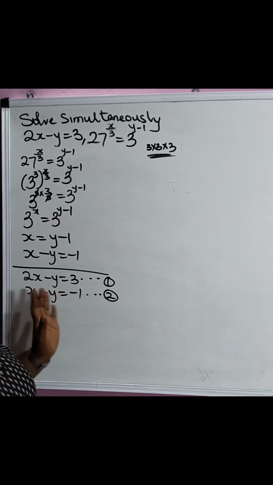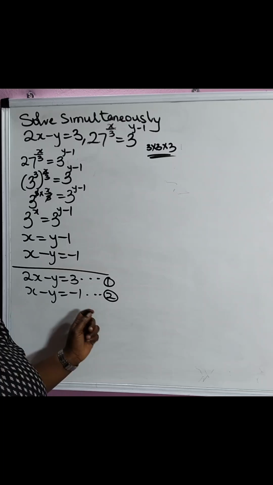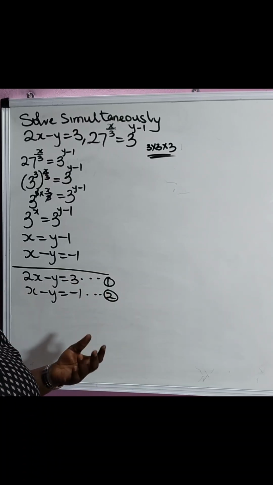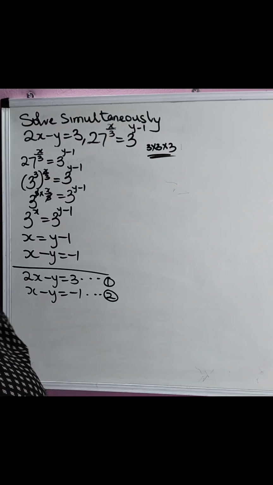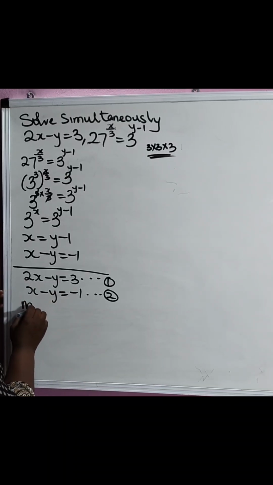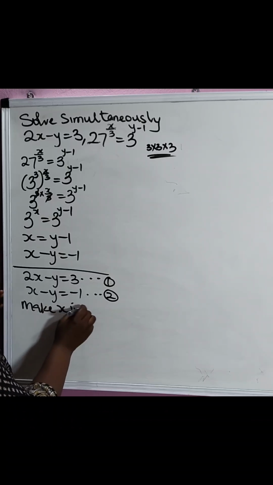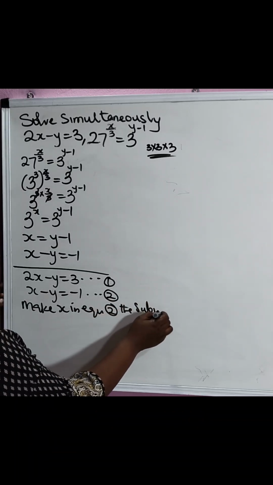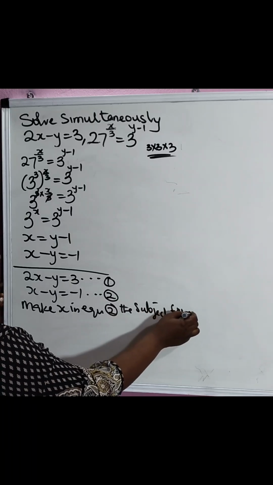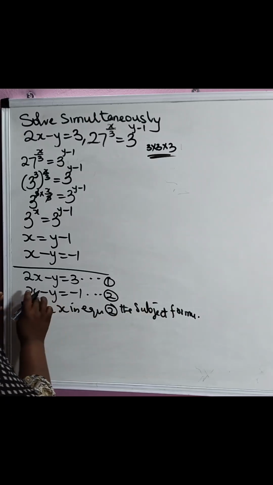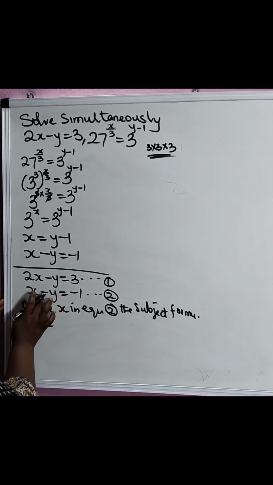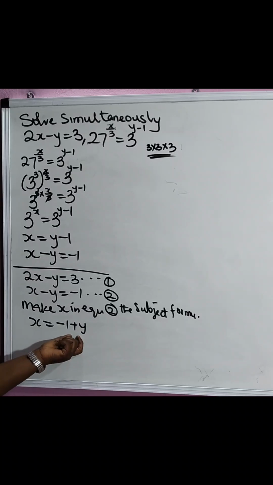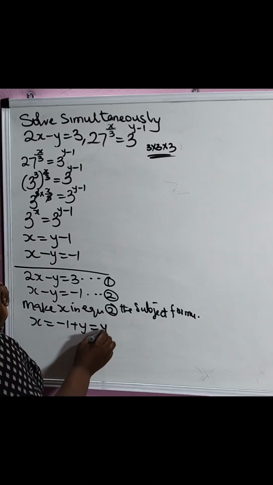Now, what we're going to do now is to solve simultaneously. Okay, remember we can use elimination method, we can use substitution method. Now I'm going to use substitution method. Make x in equation 2 the subject of the formula. Okay, now from equation 2, x will be equal to, this will go over this side, we have minus 1 plus y. Now I can write this to be y minus 1.